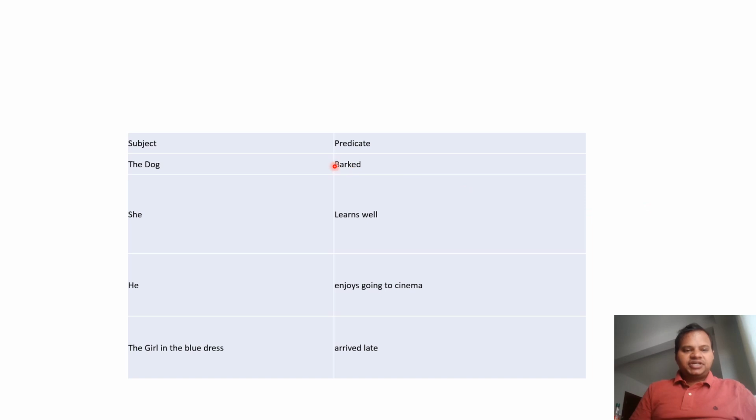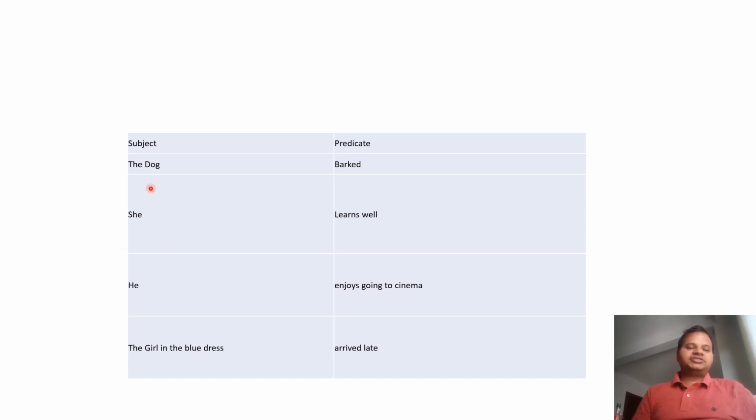Then, for example, we take some examples of subject and predicate. For example, the dog barked. Or we can say any example, the lion roared. So the subject is an idea of a thing, an animal, and the predicate is expressing the subject. For example, she. We thought there is a girl, so we write, she learns well. So here you can see the predicate is expressing what the subject is doing.